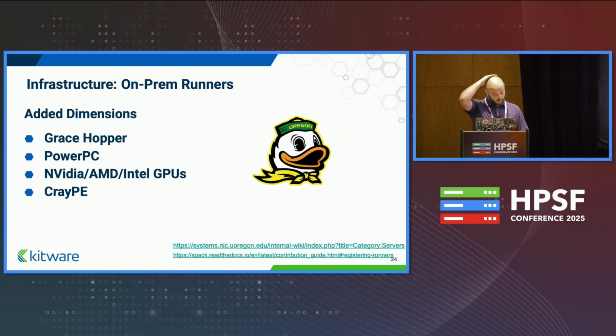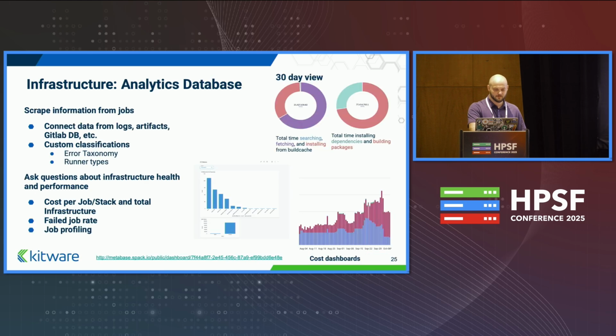We also added on-prem runners. UO is currently providing a bunch of additional dimensions. There's a link down here for all of the things at the Frank cluster, and then how we do runner registration as well. If anyone else wants to contribute more runners, always looking for more.